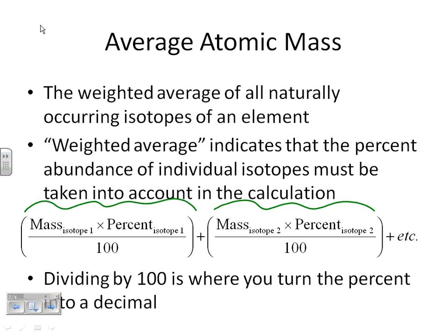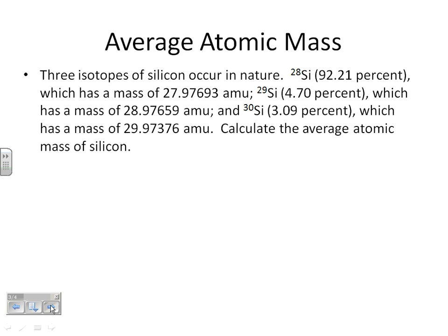Now, this is how I teach it in Regents chemistry. You might also have seen turning the percent into a decimal, so 25% will become 0.25. That's what the dividing by 100 is accomplishing. So, looking at some sample problems.